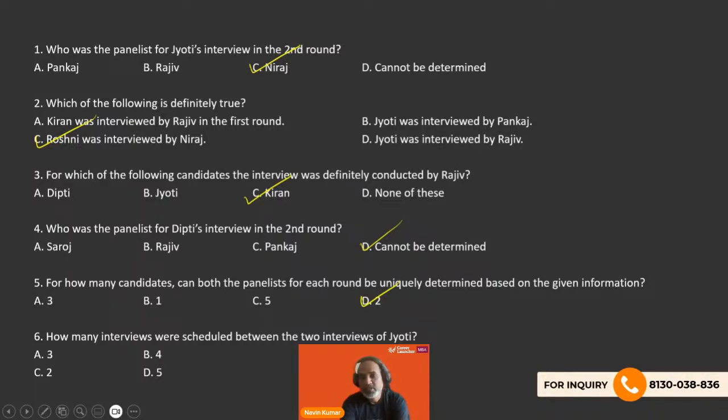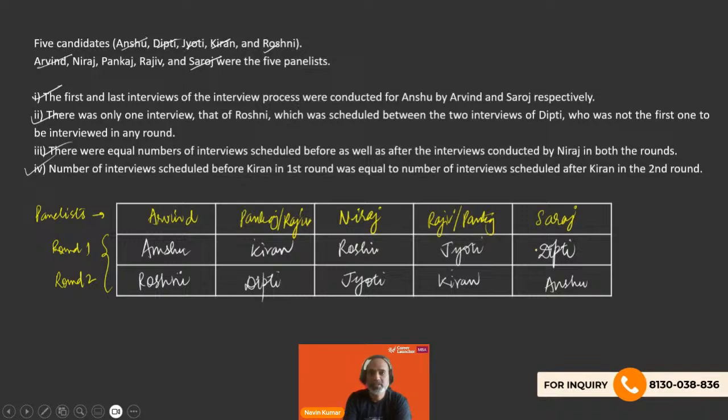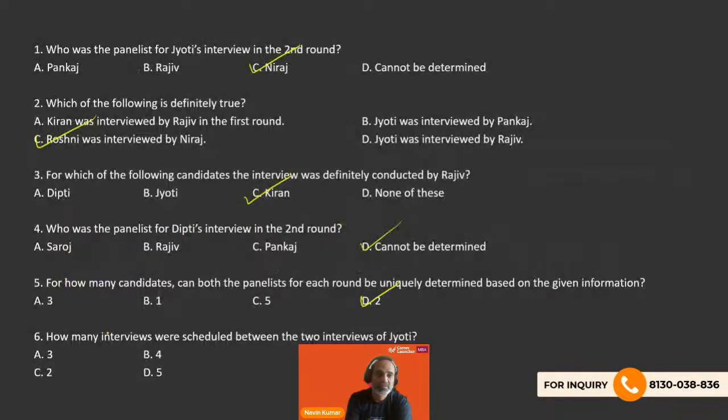Next, how many interviews were scheduled between the 2 interviews of Jyoti? This is where the first interview took place. This is where the second interview took place. So 3 interviews happened between Jyoti's 2 interviews. So option A.